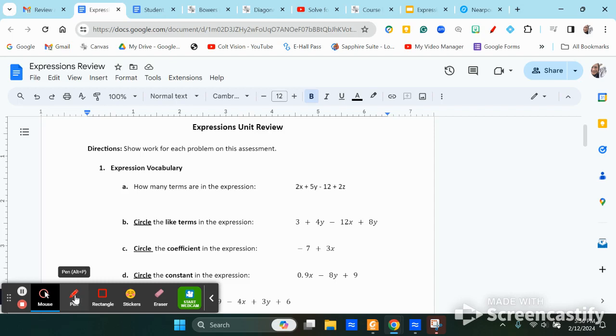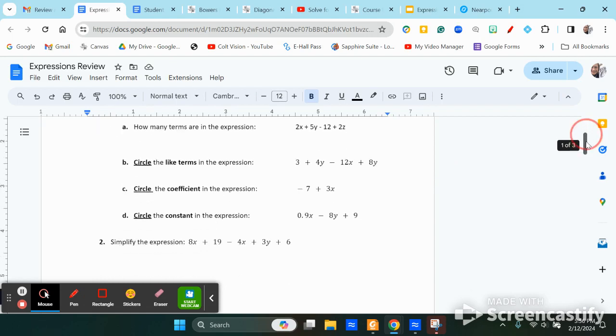Hi, so when you're completing this expressions review, when you look at the first section here, just make sure that the first one is asking you how many terms. So you're just counting and writing a number, but then for B, C, and D, you're going to circle the like terms, circle the coefficient, circle the constant.